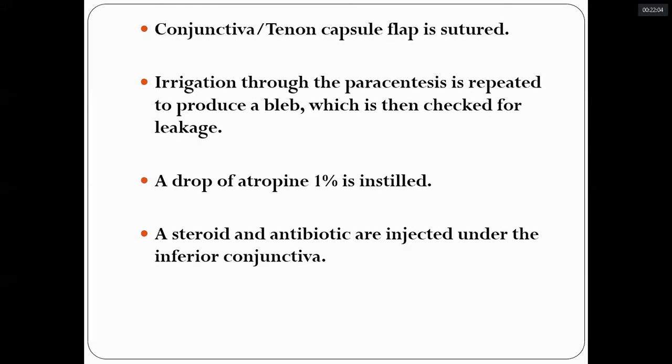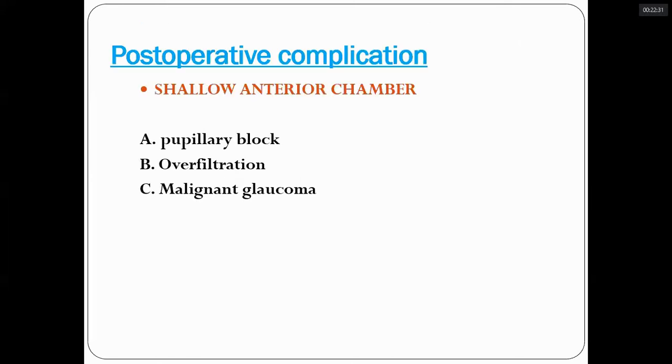The conjunctiva tunnels the capsule flap with sutures, and irrigation through the paracentesis is repeated to produce a bleb, which we then check for leakage. A drop of atropine or tropicamide is instilled, and steroid and antibiotics are injected under the inferior conjunctiva. In case of cataract, we inject in the superior conjunctiva. Over here the bleb is formed, so we inject in the inferior conjunctiva.